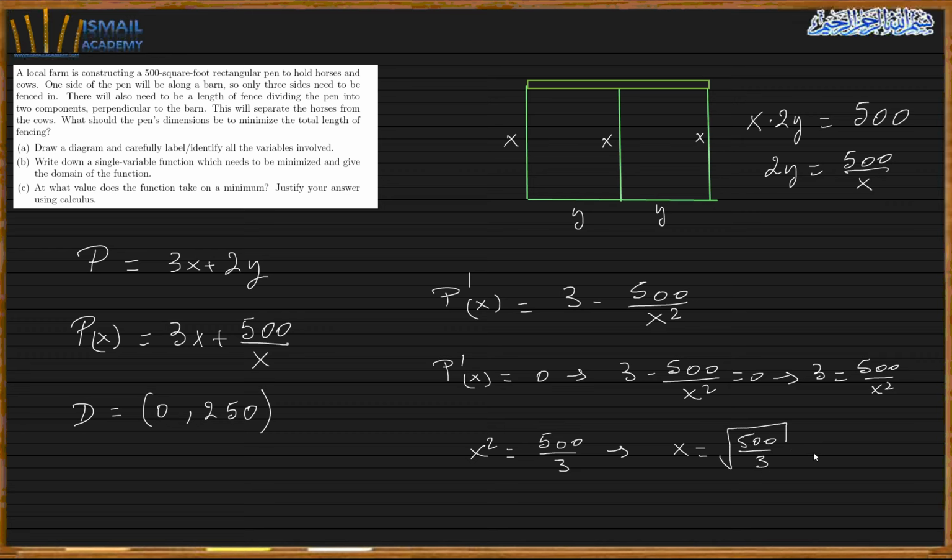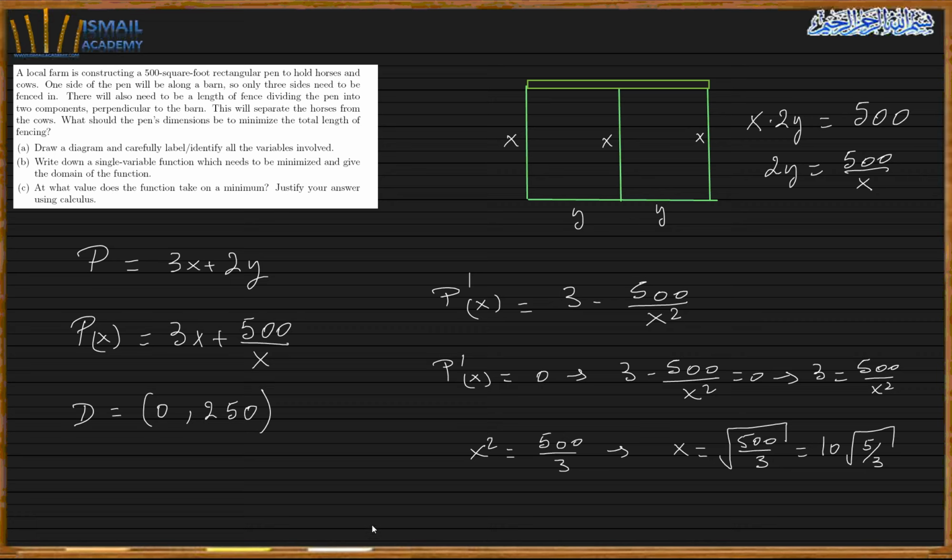Pull 100 out, so it's going to be 10 square root of 5 over 3. So this will be my x, which is my width, and just substitute here to get y. Now, is this the minimum value? Alright, let's check.